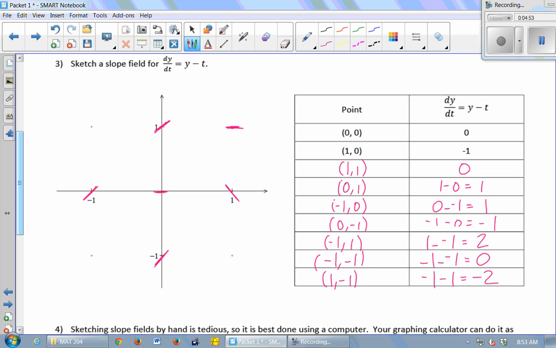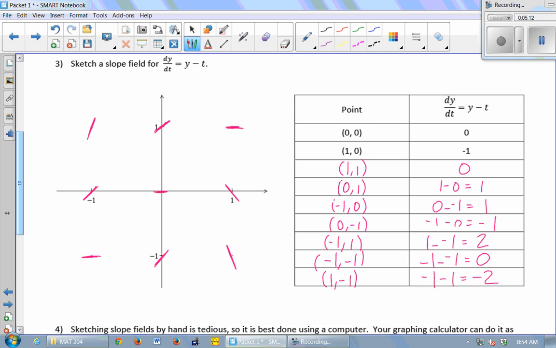At (negative 1, 1), I've got a tangent line of 2, so it's a little bit steeper. (Negative 1, negative 1) is flat. And (1, negative 1) is steeper but negative. So this is the beginnings of a slope field.